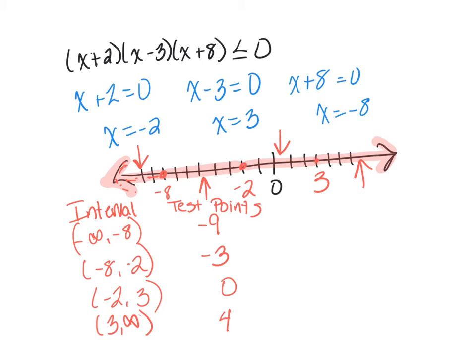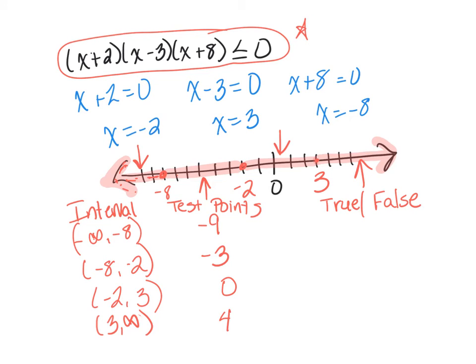Now what I am looking for is whether, when I plug this in, I get a true or a false statement. So I'm going to plug negative 9 into my original problem, and I want to know: do I get a true statement or a false statement? The other thing I want to remind you is that you are multiplying all of these factors. So I'm putting negative 9 in.